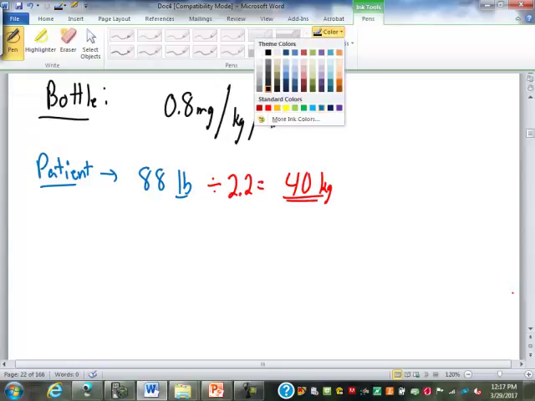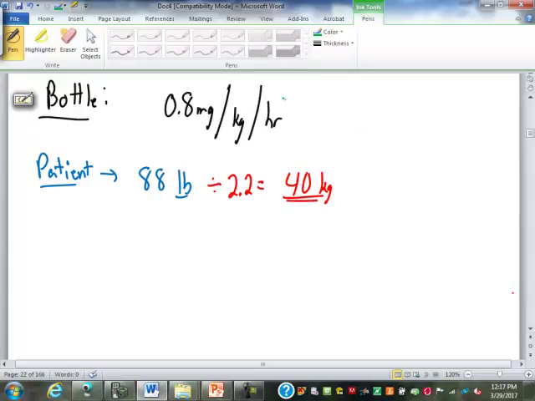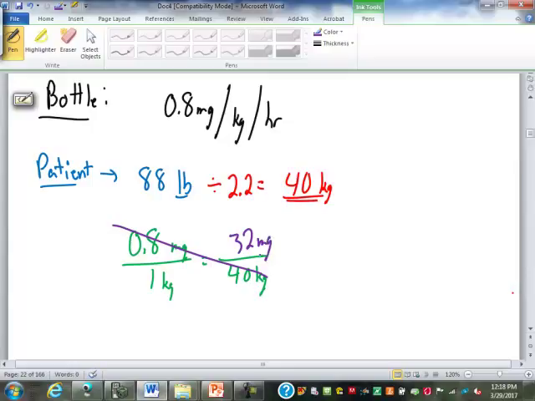So that 40 kilograms then will be used to calculate my dosage based on their weight. I could use the proportion or I could use unit conversions. To me, like I said, it just makes more sense to use the conversion or the proportion here. We have 0.8 milligrams per 1 kilogram. How much will that be for 40 kilograms? We'll cross multiply. 0.8 times 40 is 32, divided by 1 is 32. So that is 32 milligrams.